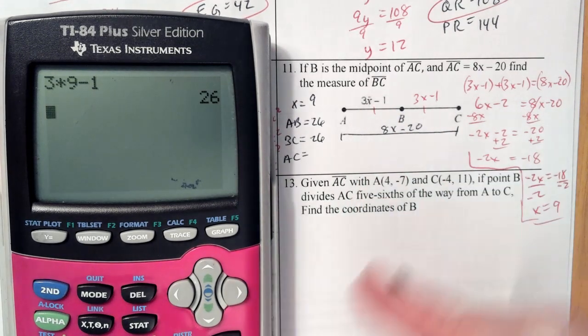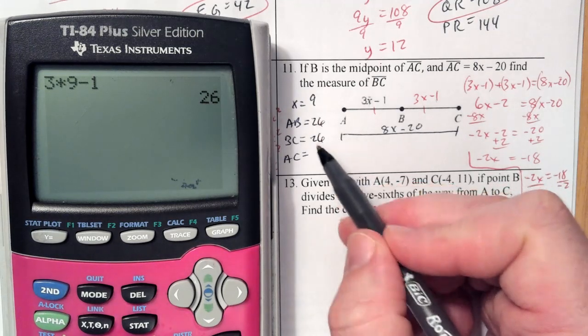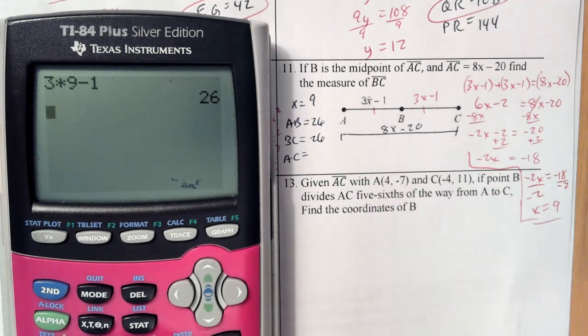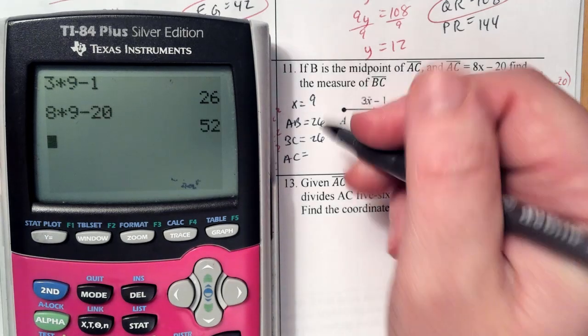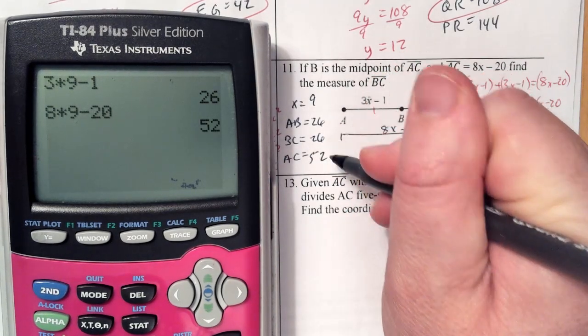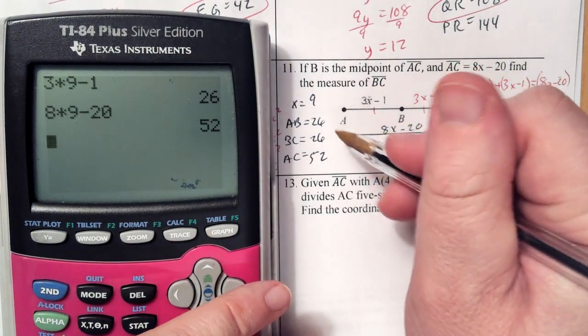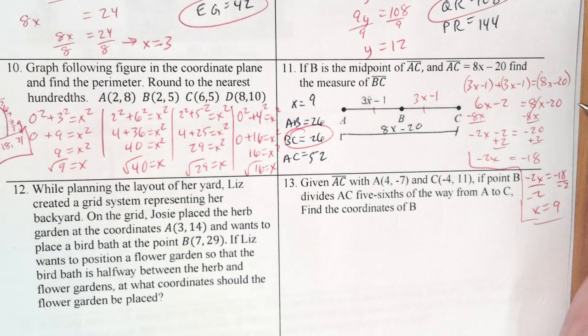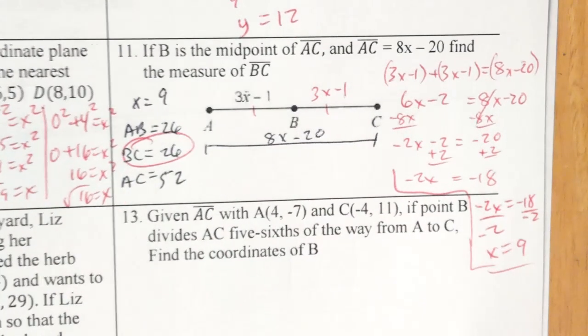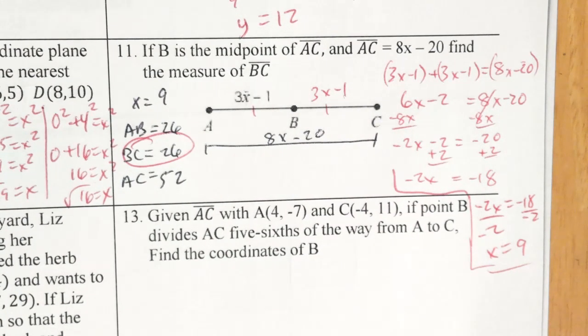And then 8. Now don't just assume that this plus this equals that. Actually plug it in. 8 times that 9 minus 20, and we get 52. Do these two add up to equal that? Yes, they do, so we know we're doing this right. And then they said find B to C, so the answer was 26. And that right there was the answer to number 11. Okay, let's keep going. Number 12.